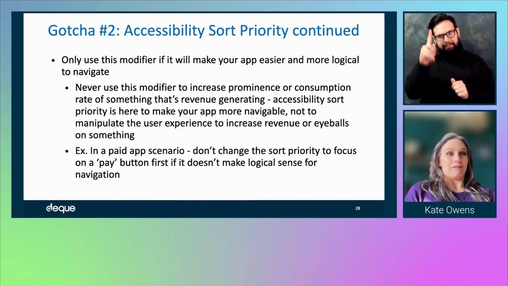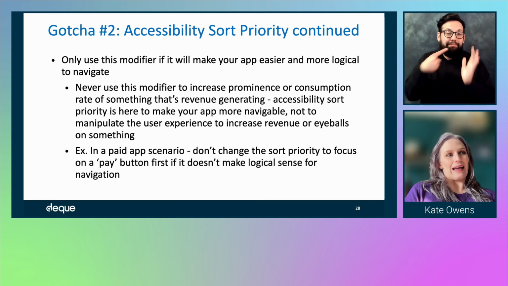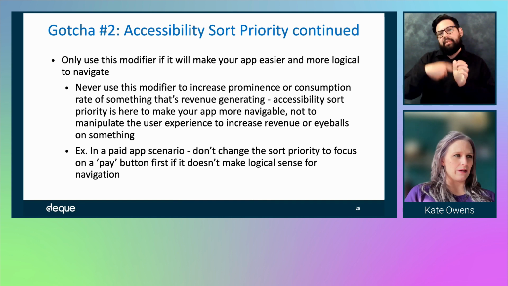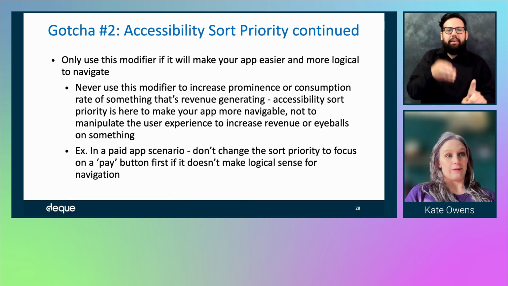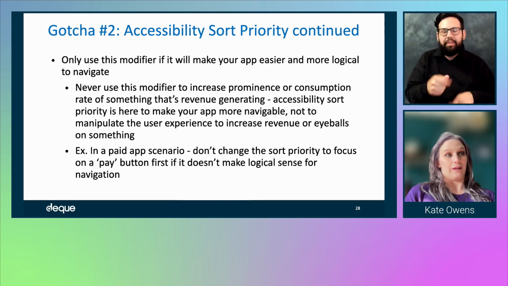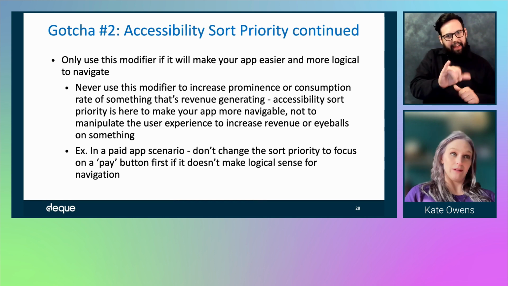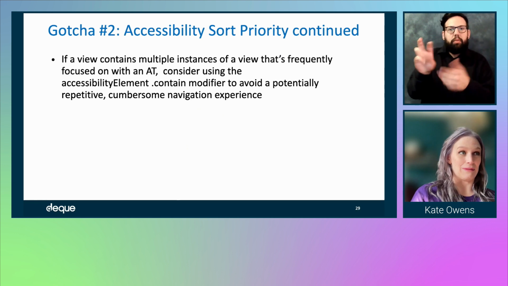So an example of something you definitely wouldn't want to do, if you got a paid app scenario, say you got an app that costs money and you have some sort of a pay or subscribe button in there. Don't even think about it. Don't even think about changing the sort priority to focus on the pay button first, if that doesn't make logical sense for navigation. Just, got a lot to say about that.